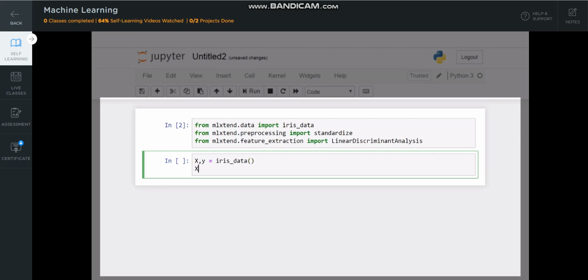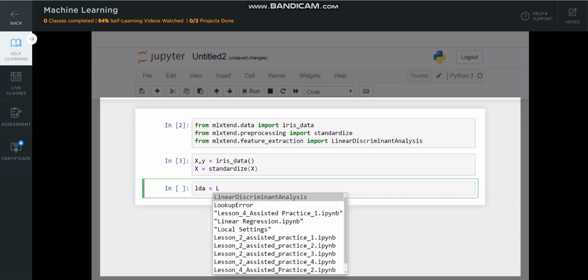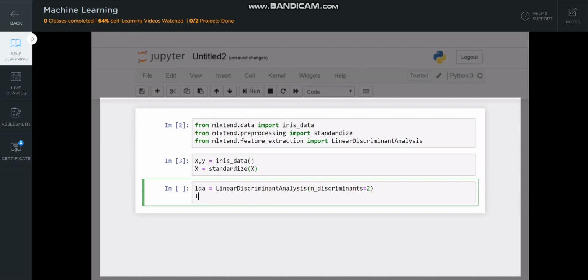Also standardize the X variable such that it is aligned on the same scale with the output. It is better to have the input value centered around 0. Initialize the linear discriminant model with the number of discriminants set to 2. We will now fit and transform the model on our data.